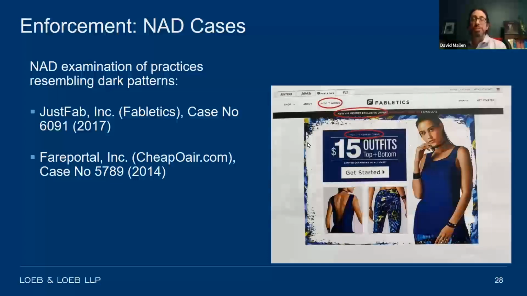So one recent example where the NAD was involved, on their own initiative, they pursued a monitoring case against an online retailer called Fabletics, who makes fitness wear. What they did is they offered discount prices with the VIP membership. To get the discount prices, you had to pay a monthly subscription fee. On the interface, they would advertise these fairly deep discounts. And then when you acted on the offer, the interface took the consumers through a buy flow.